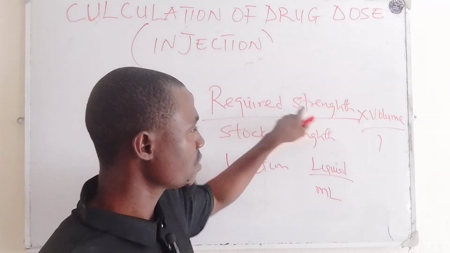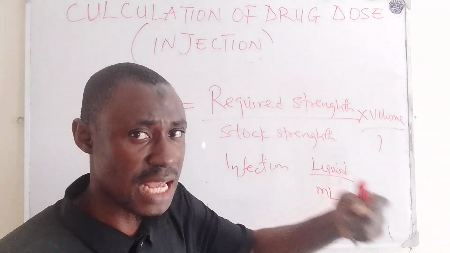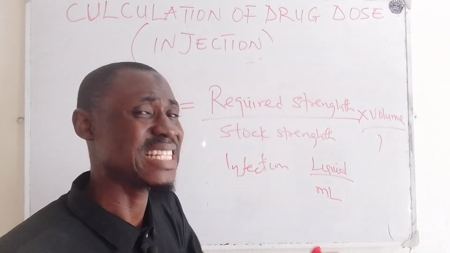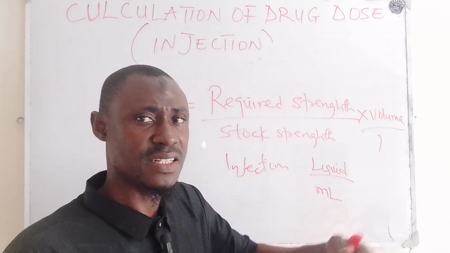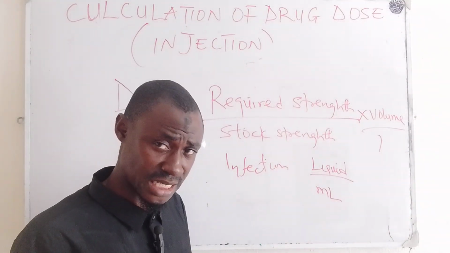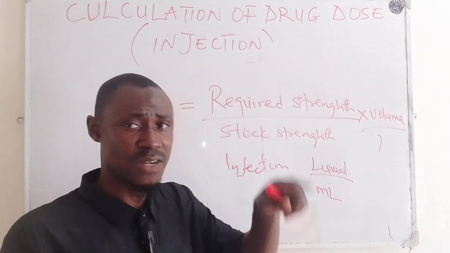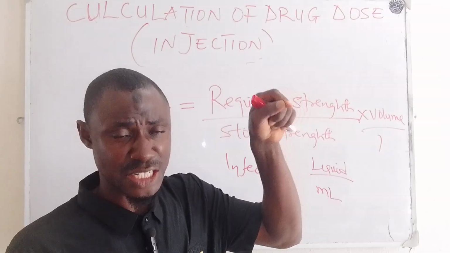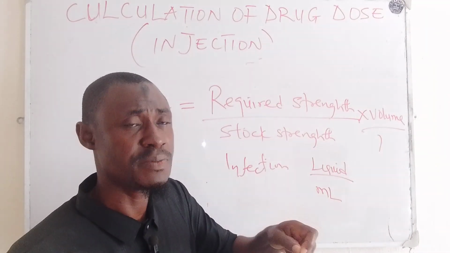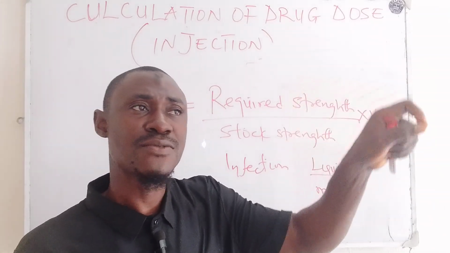Now, the required strength. Required strength means the amount that has been prescribed for the child to take. If the child is to take 10 milligram, that is the amount, or that is the required strength, the strength required for the child to be administered with, or for the child to take. That is what has been prescribed, or what you have calculated in the case where you are the initiator of that treatment. But if you are not the initiator, somebody is prescribing for you, maybe in the case of the hospital or any other place, then you now use that dose that has been prescribed for you as what?